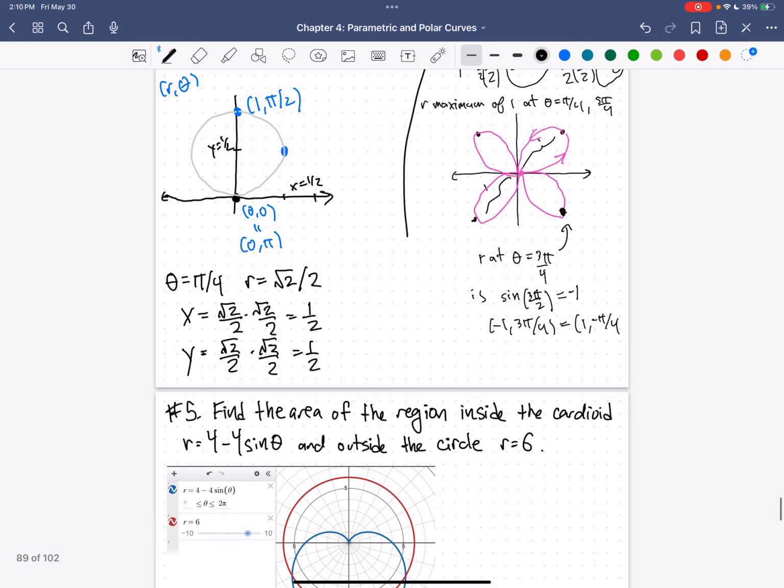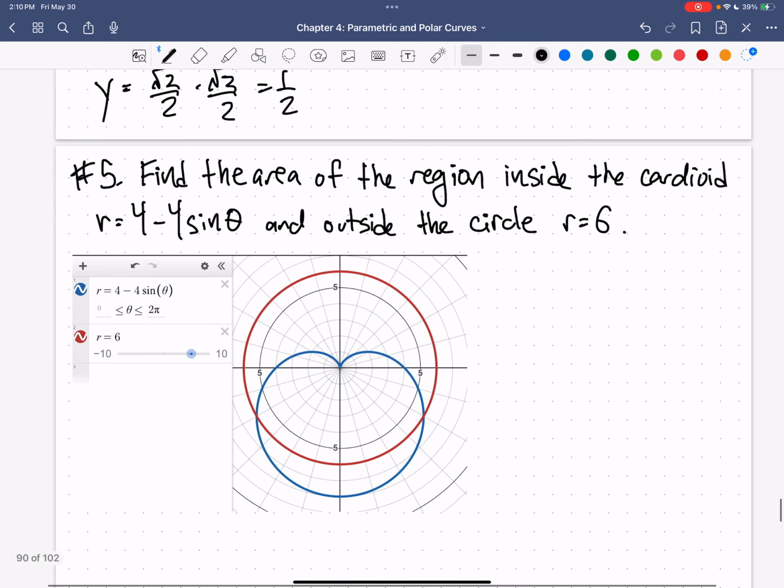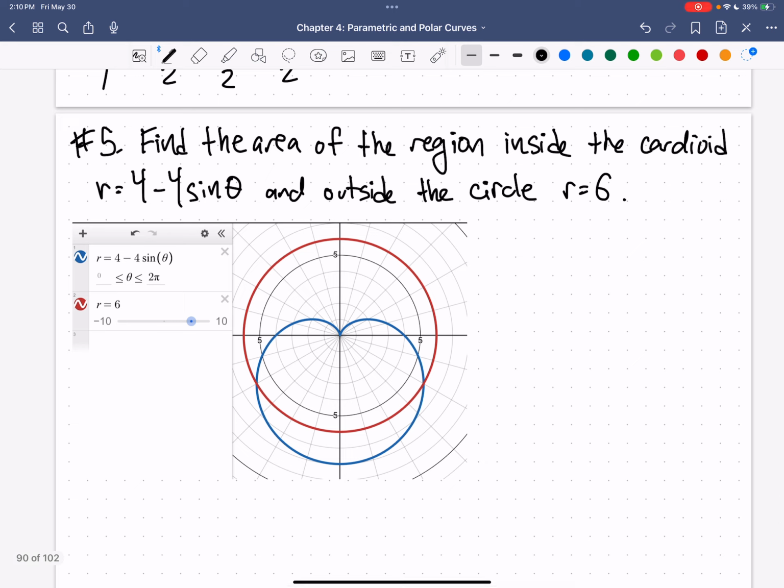Then here, I've got another example. Let's find the area of the region inside the cardioid r equals 4 minus 4 sine theta, and outside the circle r equals 6. We've got the sketches here already. Let's see what this region is. You can see the circle is in red, the cardioid's in blue. Outside the circle, inside the cardioid is this region here.